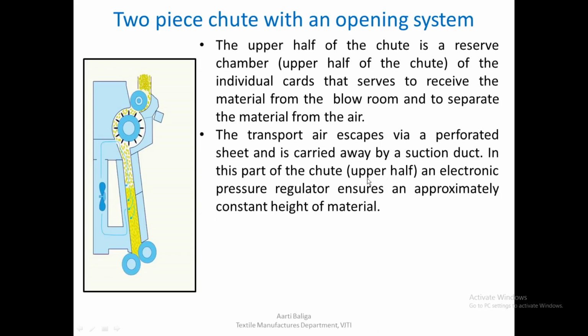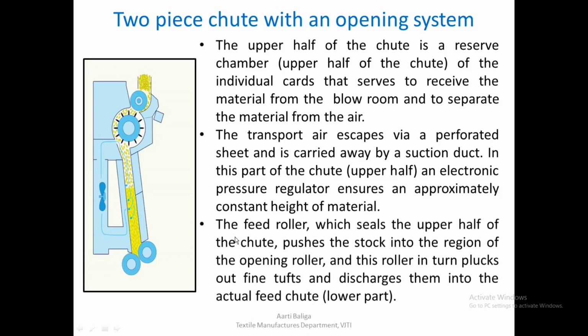In this part of the chute, that is the upper half, an electronic pressure regulator ensures an approximately constant height of material. The feed roller, which seals the upper half of the chute, pushes the stock into the region of the opening roller. So once the material gets accumulated here, the opening roller plucks out fine tufts and discharges them into the actual feed chute, which is the lower part, which we shall see.